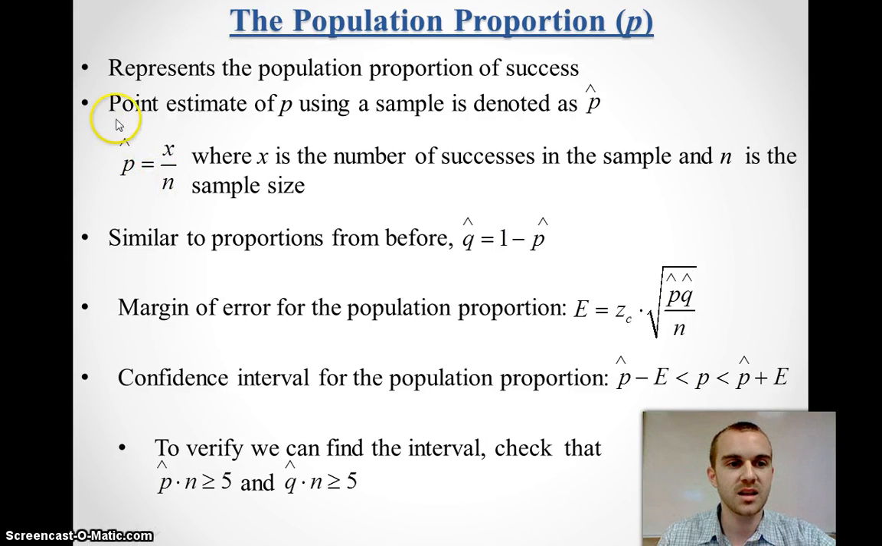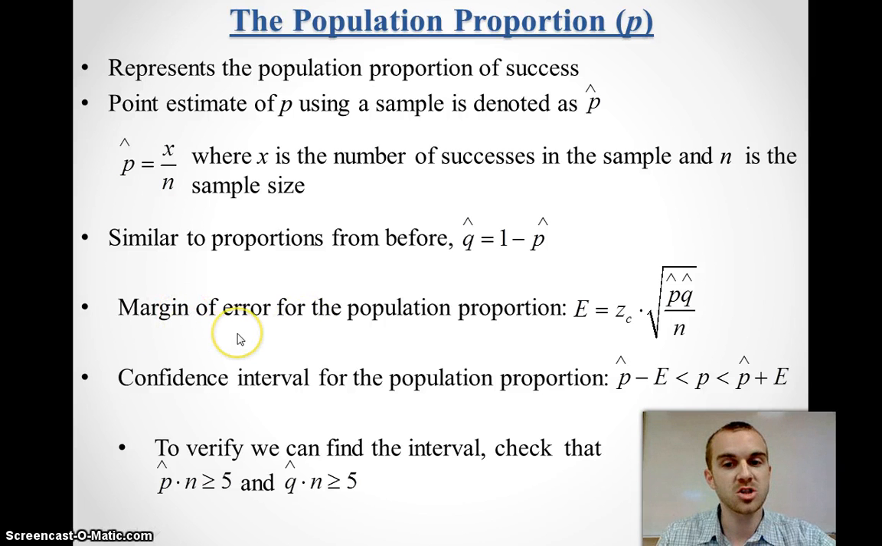Important thing to recognize is that when we talk about the sample proportion or the point estimate for p, we use p hat. Okay, it has that little symbol over top that we call hat. Also, just like proportions we dealt with before, if we want to find the sample failure proportion, that's q hat, which is just 1 minus the proportion for success.